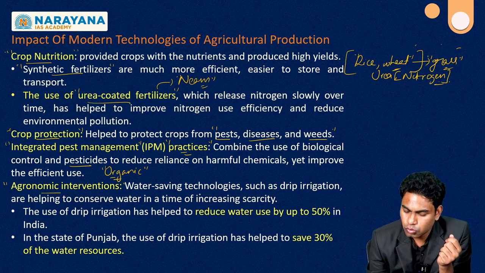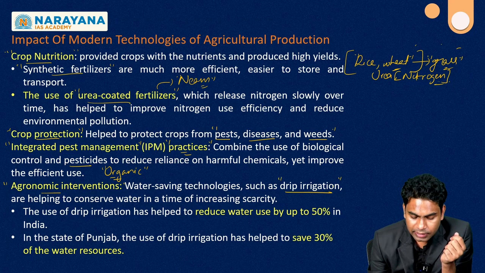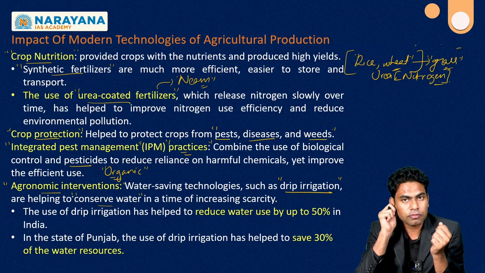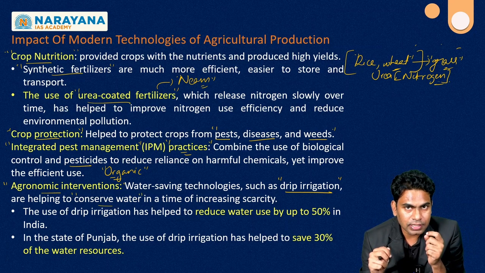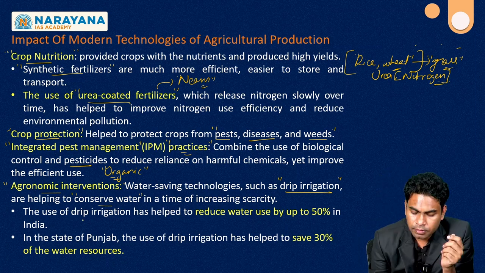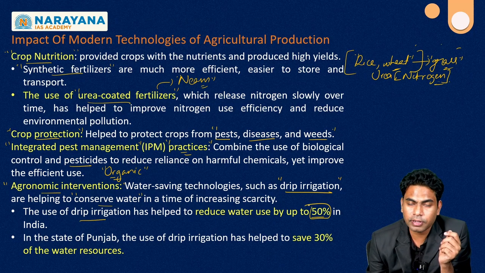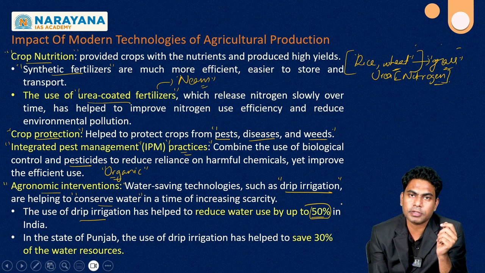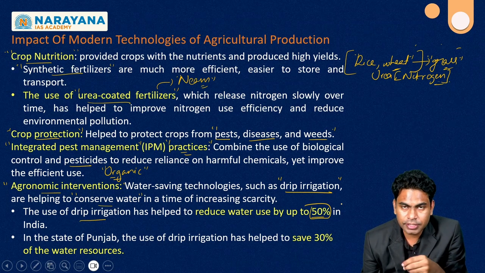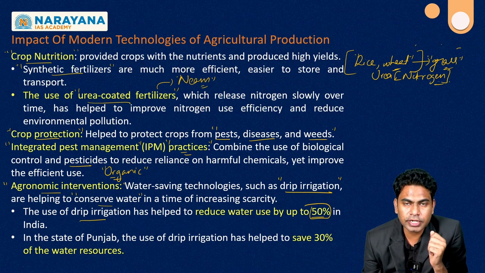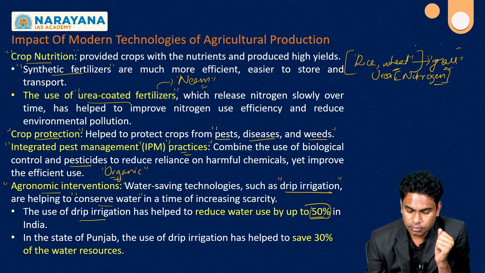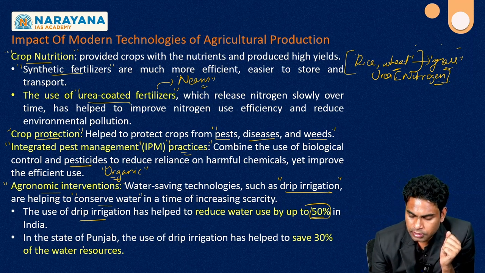Next, agronomic intervention. It is with regard to the technologies that use drip irrigation and other ways to conserve water. Again and again, we are seeing the debate on utilizing less water, and using this water efficiently. Drip irrigation has the ability to reduce the water intake by 50%, which is not the case in the conventional way of utilizing irrigation water for agriculture farms.